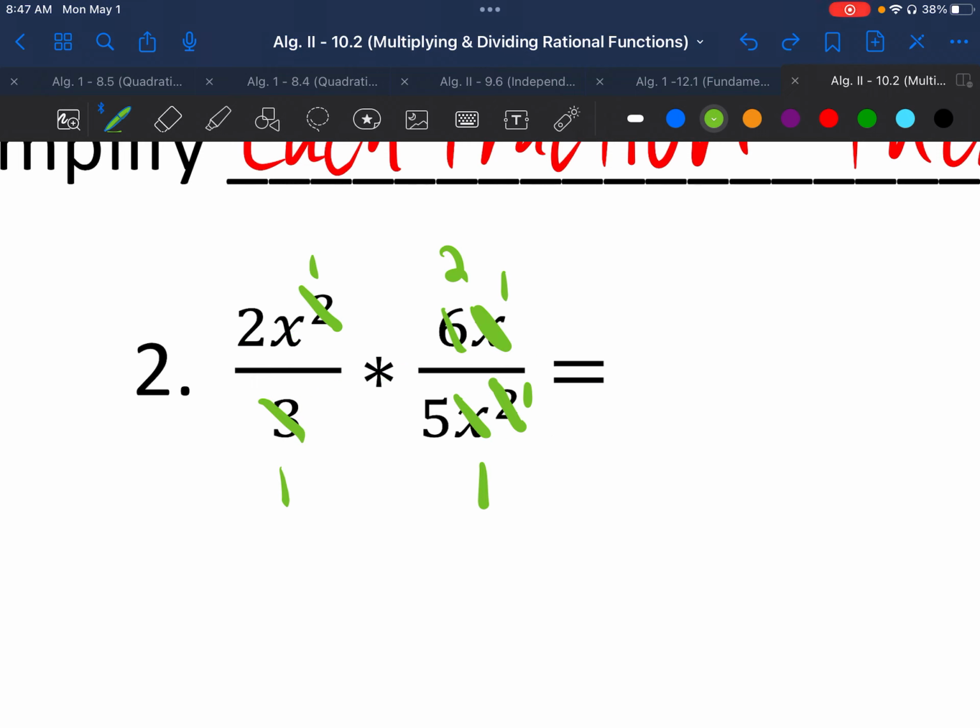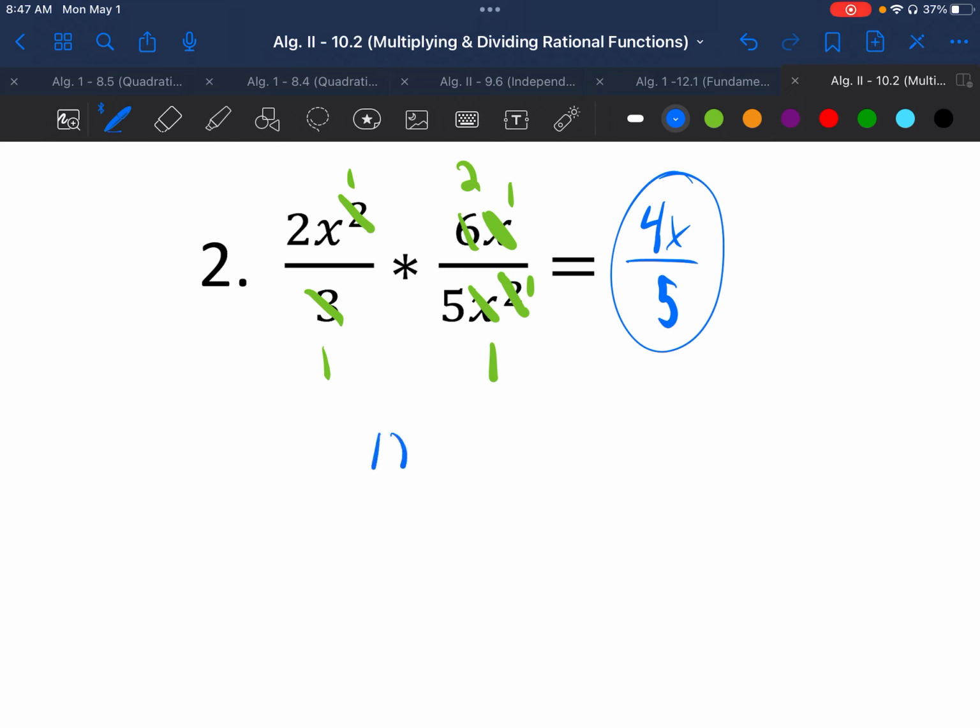So now we keep an account of everything we have left, which is 2 times x to the first times 2. Oh, and times 1, I suppose, which would just give us 4x. And on the bottom, you say 1 times 5 times 1 is 5. So you have 4x over 5. And if you multiply this all together to begin with, you would have gotten 12x to the third over 15x squared, which you'd say, okay, the top and the bottom reduced by 3, my bad. So you get 4 over 5, and x squared goes into both, so you're left with an x on the top, which is the same thing.